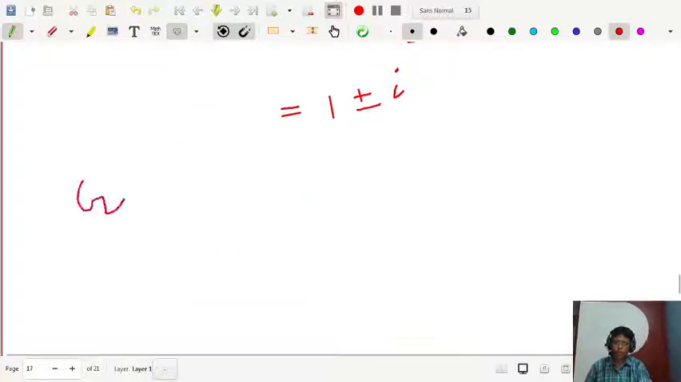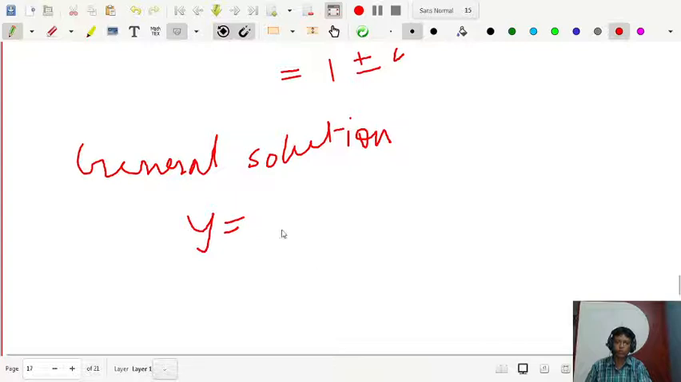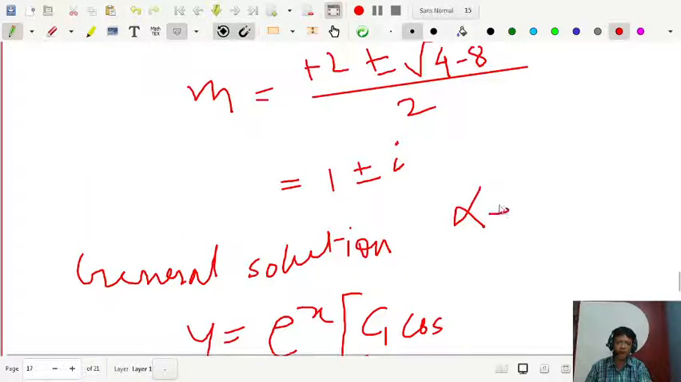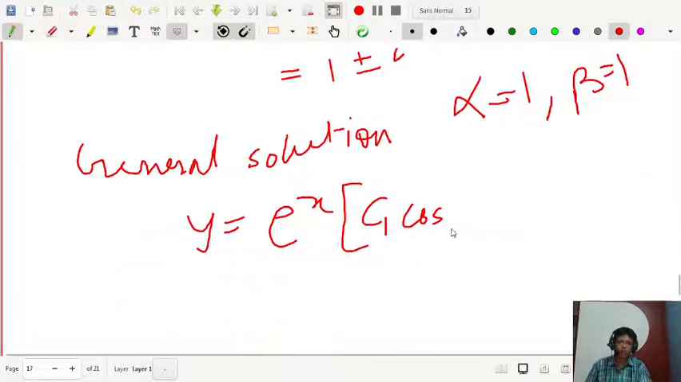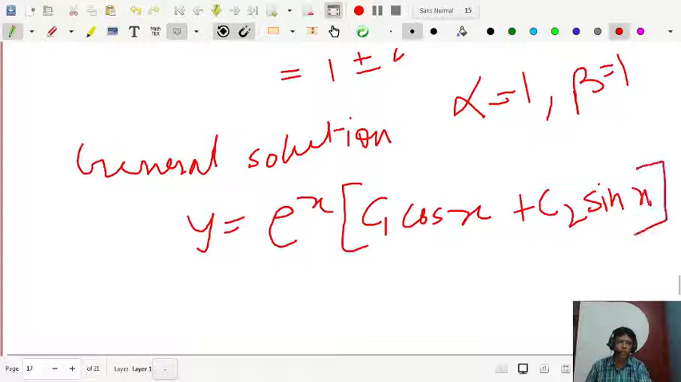So your general solution in this case is given by y equal to e to the power x, because your real part is 1, into c1 cos beta x. Your alpha is 1 and beta is 1, right? Because alpha plus minus i beta, so you have e to the power x into c1 cos x plus c2 sin x. So this is the general solution of the given differential equation.